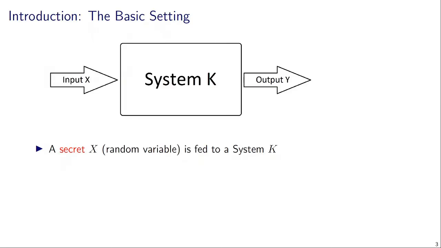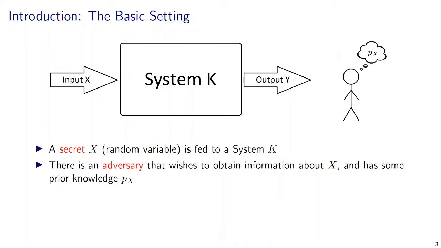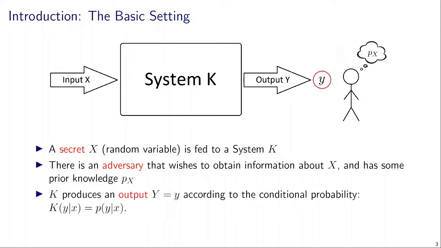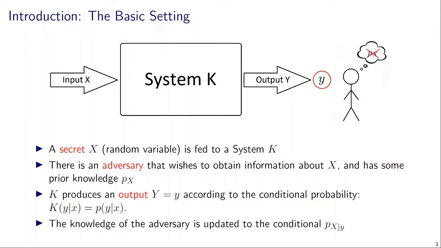So first, a brief introduction and some preliminaries. We have a secret X which is modeled as a random variable and is fed to a system K. There is an adversary that wishes to obtain information about X and has some prior knowledge, which we model as a probability distribution over the random variable. The system produces an output according to some conditional probability that is intrinsic to the system, and the knowledge of the adversary is updated to the conditional of x given y after he observes the variable output by the system.